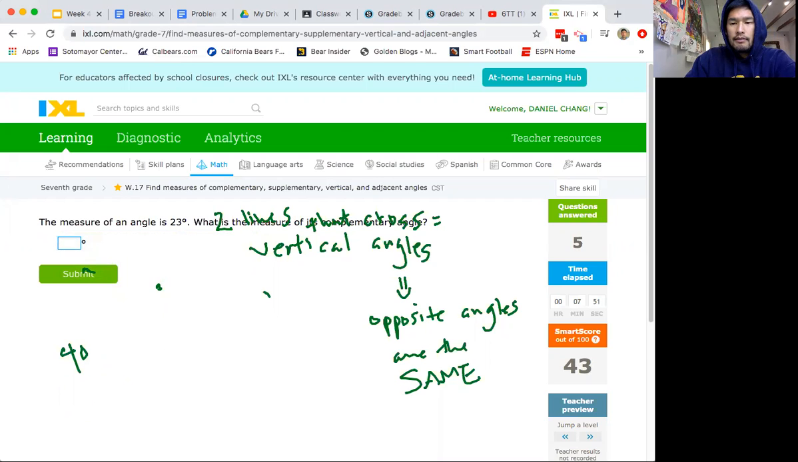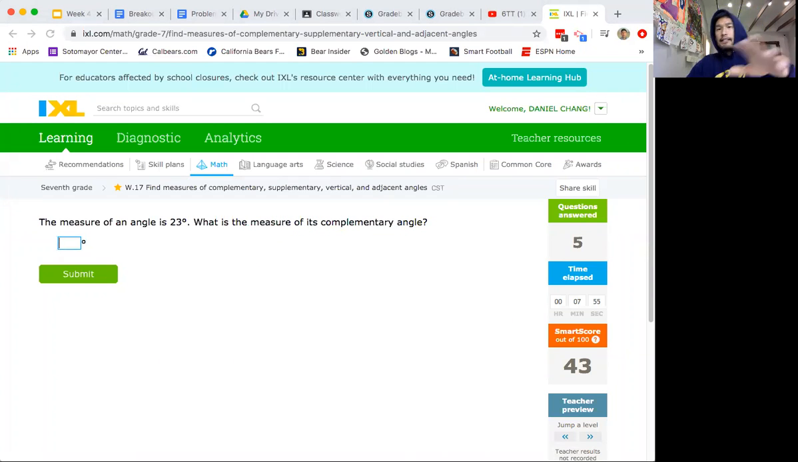Annotate. Clear. All right, I've answered 5 questions. I think that's a good start. If you have additional questions, email me, hit me on Remind, let me know what you need help on. And this is a great skill for you to learn how these angles work.